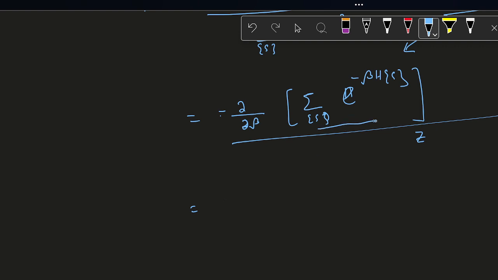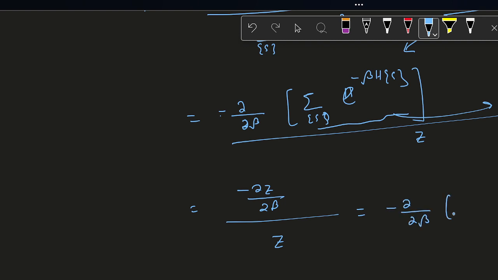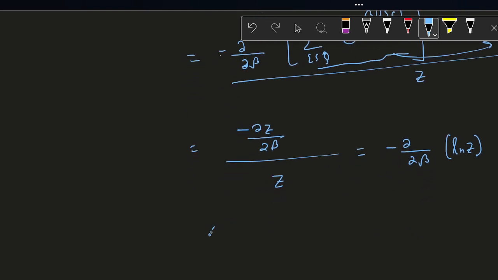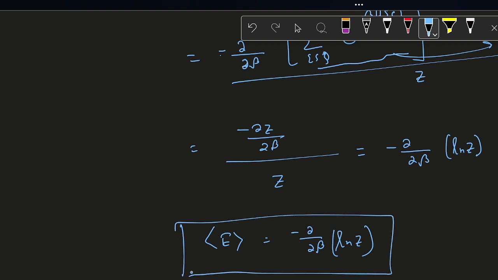So this numerator is nothing but minus del Z by del beta, the derivative with respect to beta, divided by your total Z. This is nothing but minus 1 by Z del Z by del beta, which is nothing but minus del by del beta of ln Z. Because if you take a derivative of the ln function, you first take 1 by Z and then the rest of the derivative is del Z by del beta. So this matches. That is how we get the average energy just using your partition function value Z. This is the relation: minus del by del beta of ln Z.